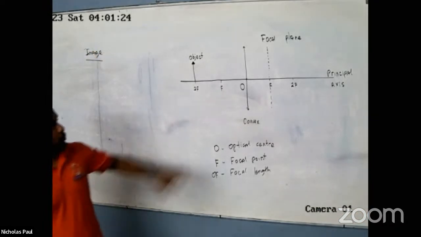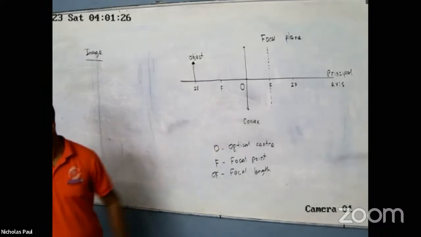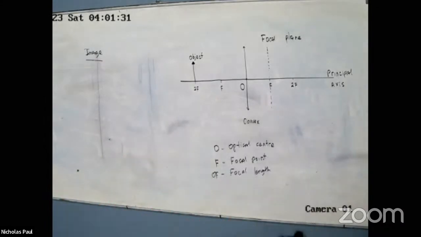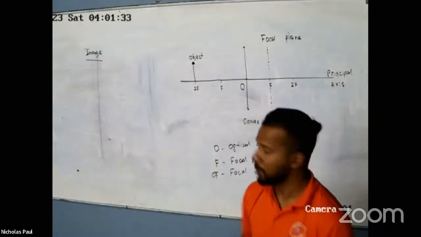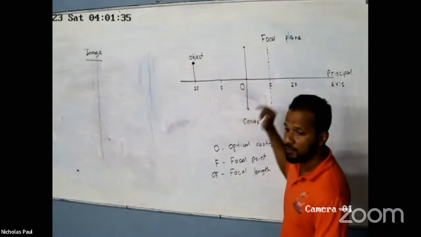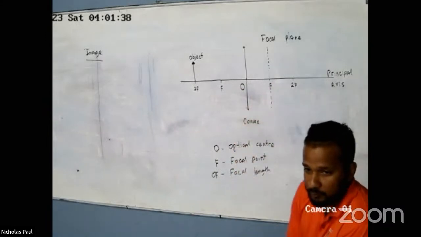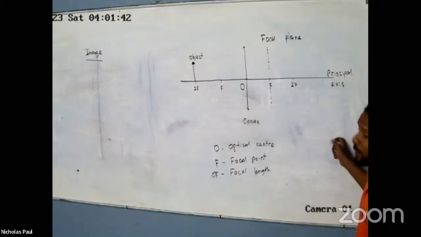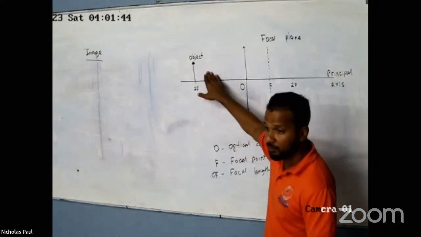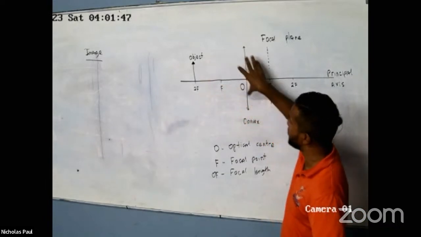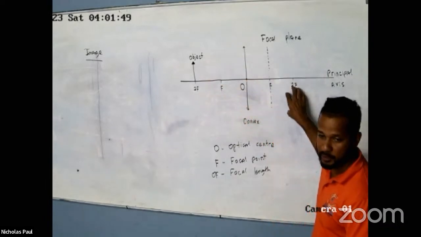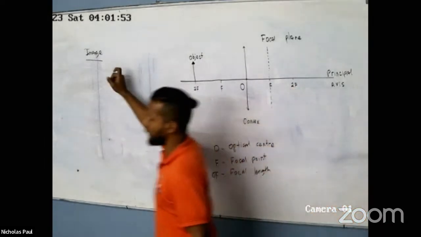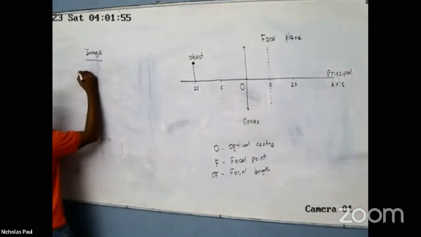Right, when you're drawing this, next time I want you to use a ruler. We don't have graph paper, so you use a ruler and make sure these values are exact. Anyway, we're going to learn about the image. When the rays from the object go through the lens, they're going to produce an image. So let's take a look at the image and its properties.